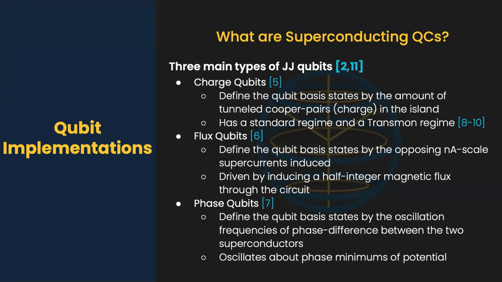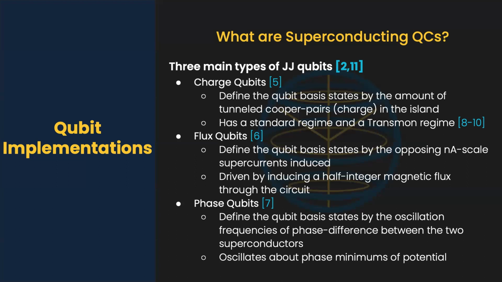The flux qubit defines the basis states by basically opposing currents. And the phase qubit defines the basis states by the phase difference between two superconductors. So you can imagine you have two superconductors and their wave functions, and there's some oscillation between the two across that Josephson junction, and the phase difference between those two superconductors is the basis states for the phase qubit.